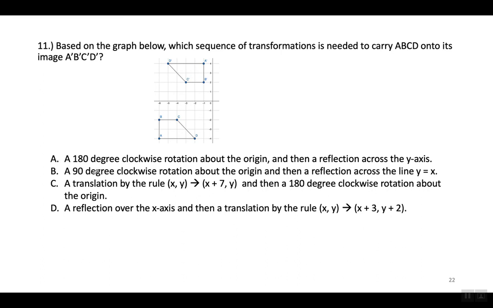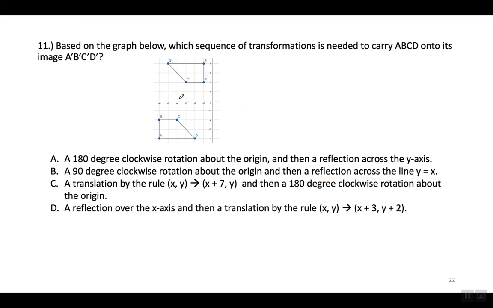A 90 degree clockwise rotation about the origin, and then a reflection across the line y equals x. Okay, so first of all, 90 degrees clockwise, which is to the right, about the origin, would put it looking like this, more or less. I didn't draw it in the exact spot. And then a reflection across the line y equals x. We haven't seen this in a while, but in case you forgot, the line y equals x is a perfectly diagonal line. I went over this near the beginning of the year. If I reflect it over that line, it's going to be somewhere over here. That's not where we want it to be.